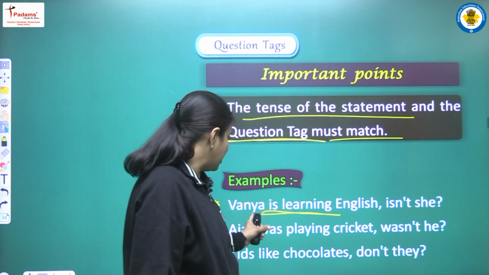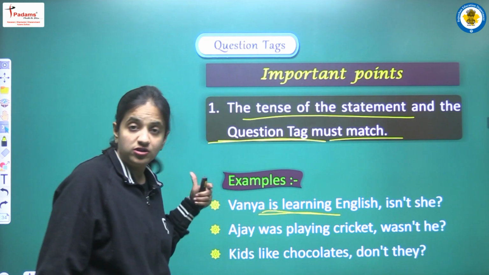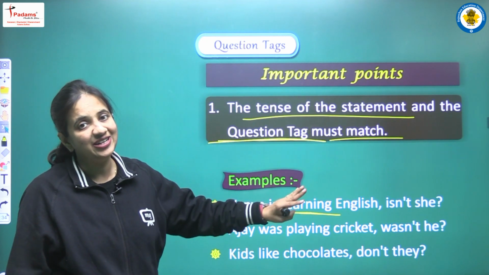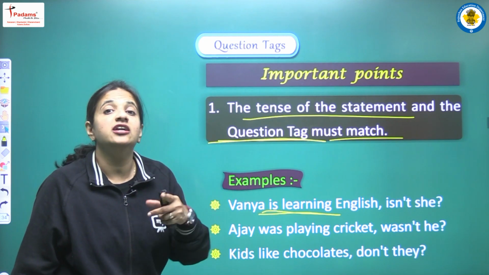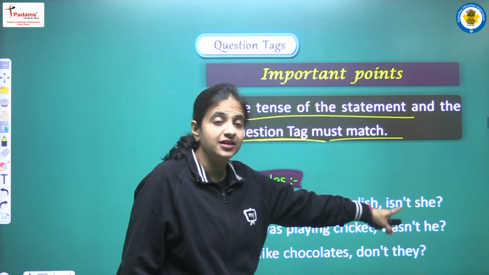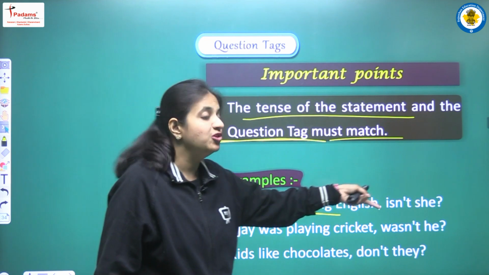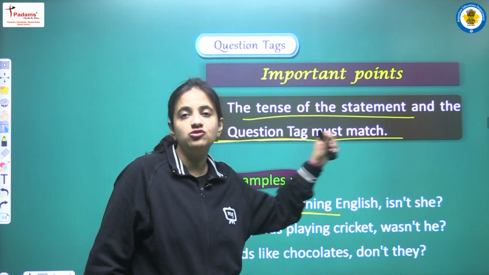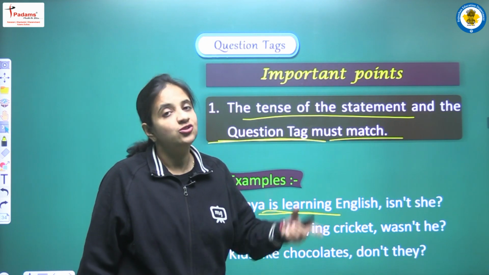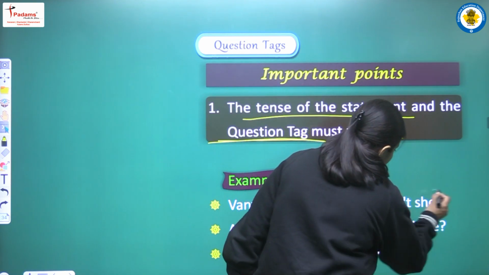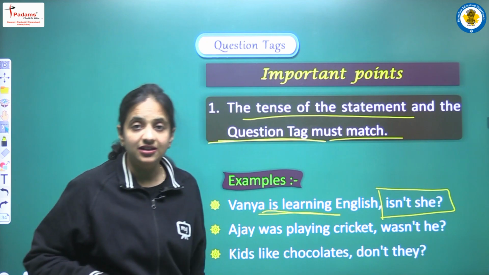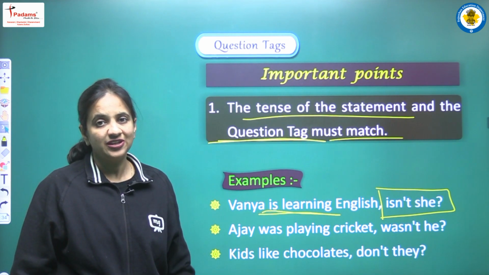Now we have: Vanya is learning English. It's a positive sentence, so the question tag will be negative. We have to write is plus not in a short form, that will be isn't. And for Vanya we use she as a pronoun, because Vanya is a feminine noun. So this is the question tag that we have here: isn't she, right?